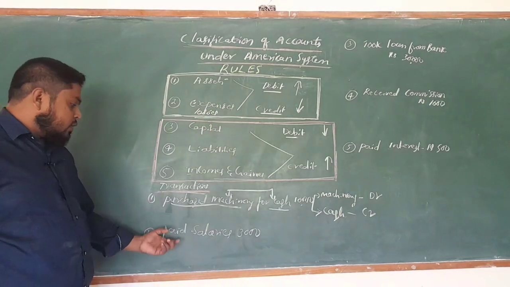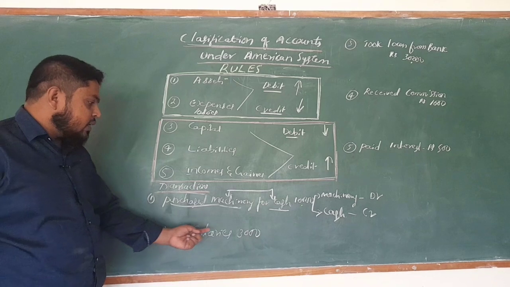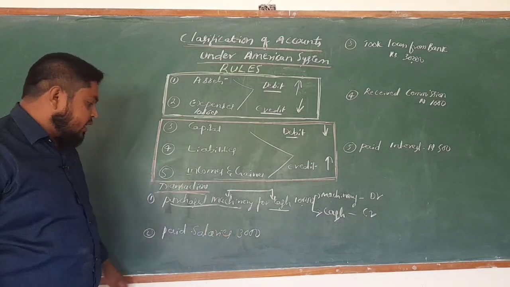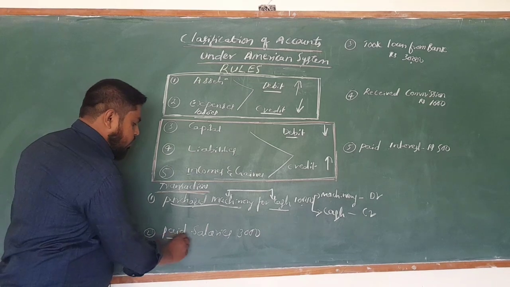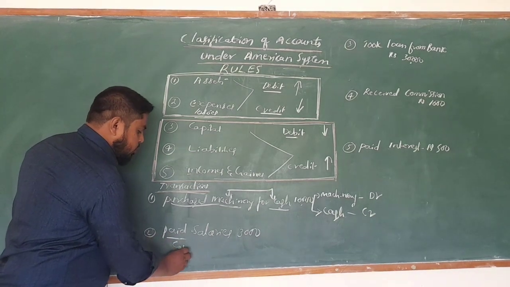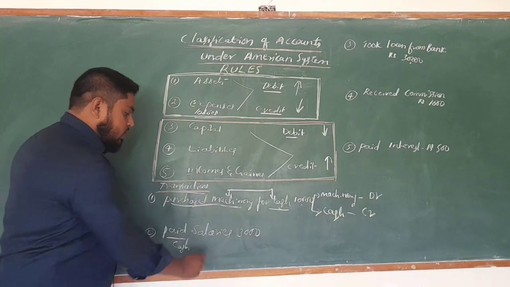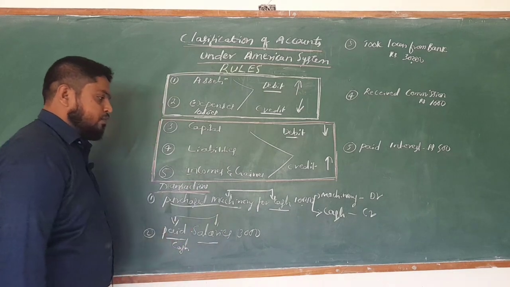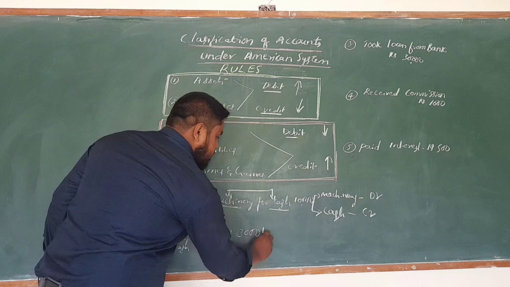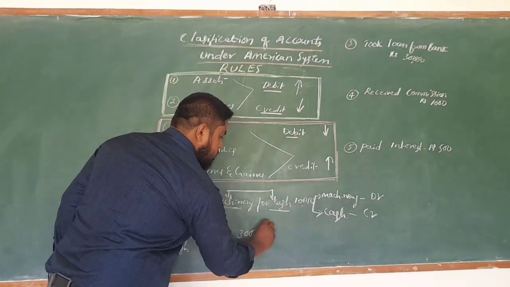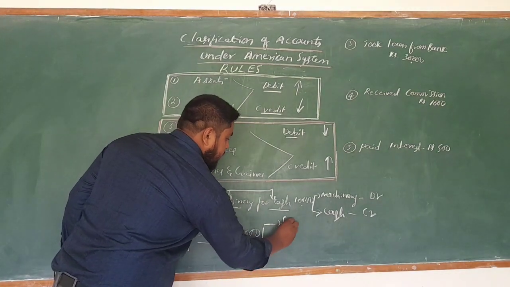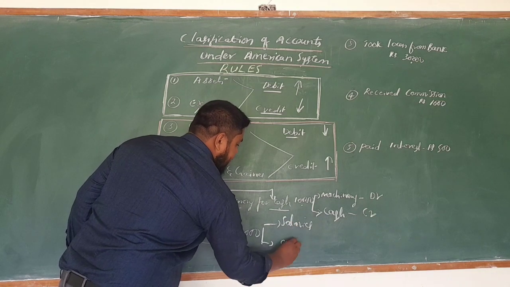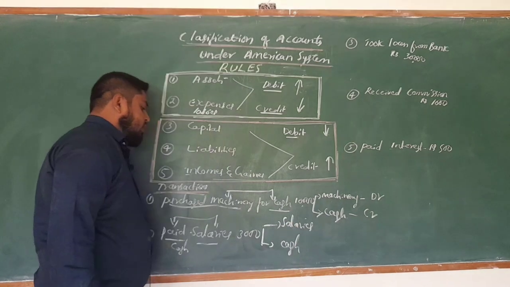Now one more example: paid salaries rupees 3,000. In this transaction, two accounts are involved. Paid means cash and salary. First salary, and next cash.